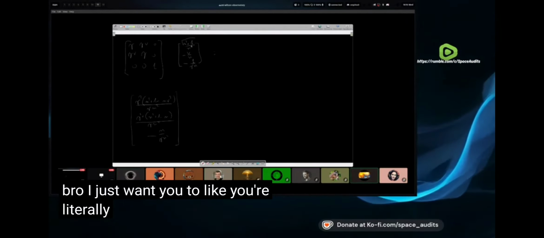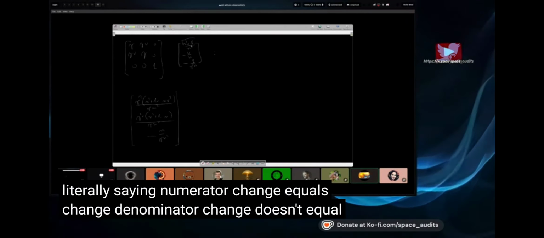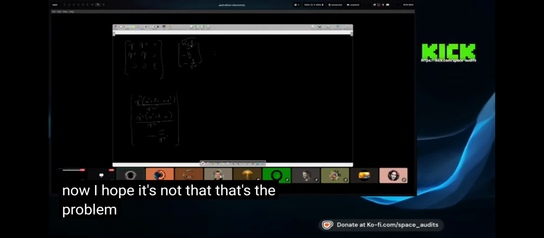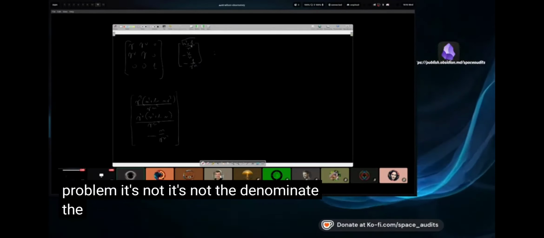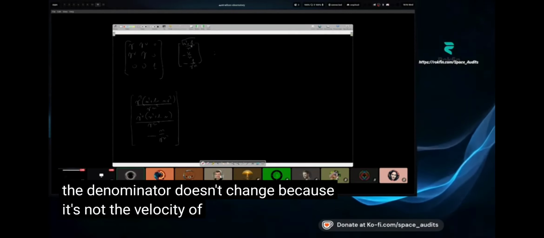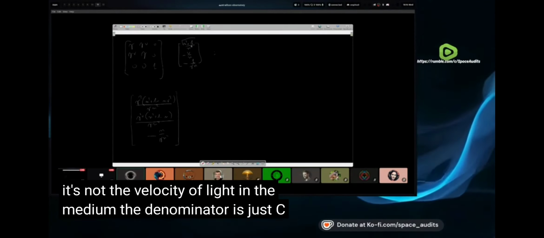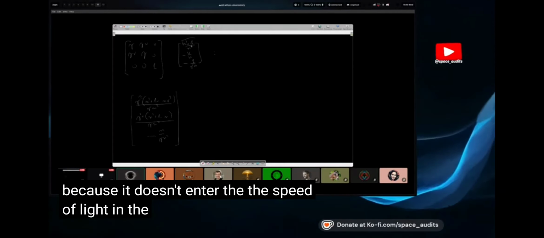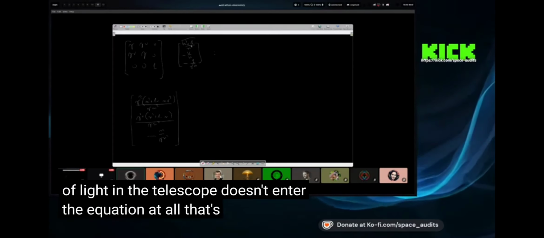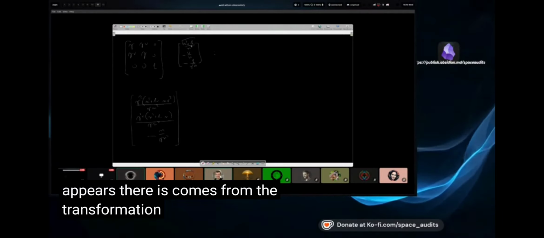I just want you to see, you're literally saying numerator change equals change, denominator change doesn't equal change. That's where you're at right now. No, that's the problem. It's not the denominator. The denominator doesn't change because it's not the velocity of light in the medium. The denominator is just c. That's it. The speed of light in the telescope doesn't enter the equation at all. That c that appears there comes from the transformation between frames.